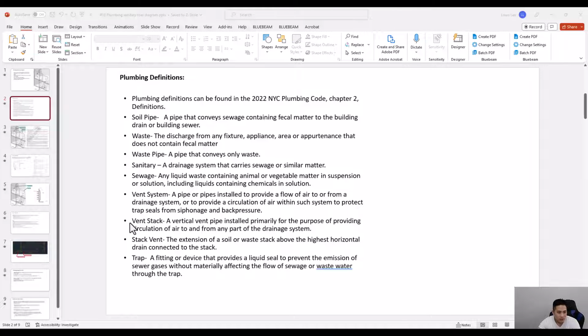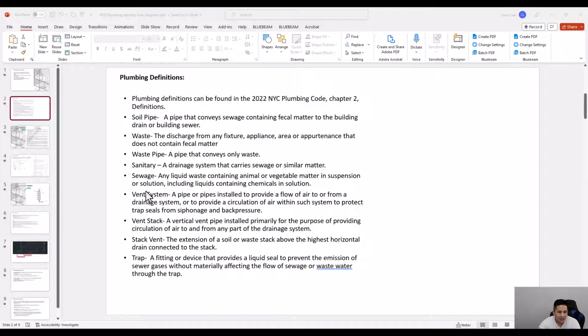Now you have two separate types of vent systems. One is a vent stack, and the other is a stack vent. So let's cover the general term first, which is the vent system, which is a pipe or pipes installed to provide a flow of air to or from a drainage system, or to provide a circulation of air within such system to protect trap seals from siphonage and back pressure.